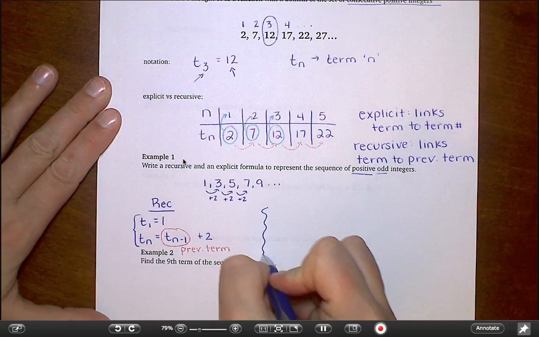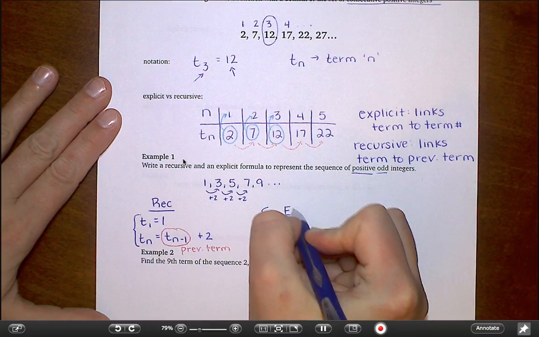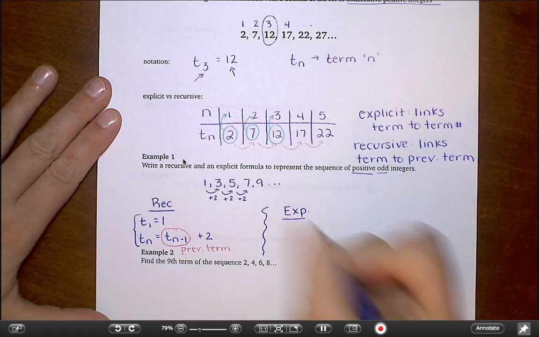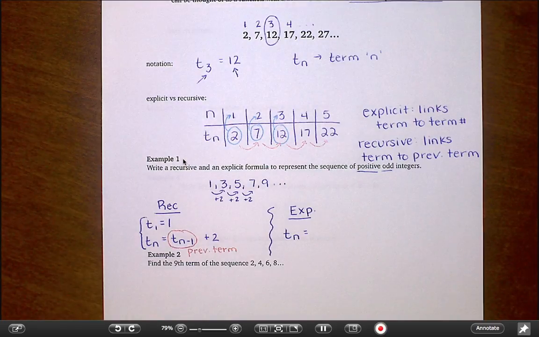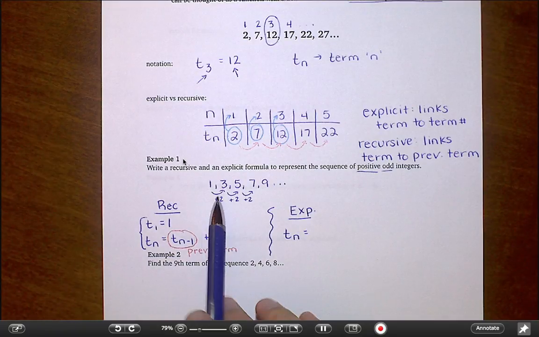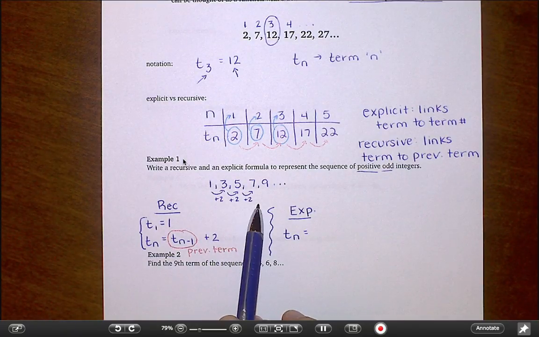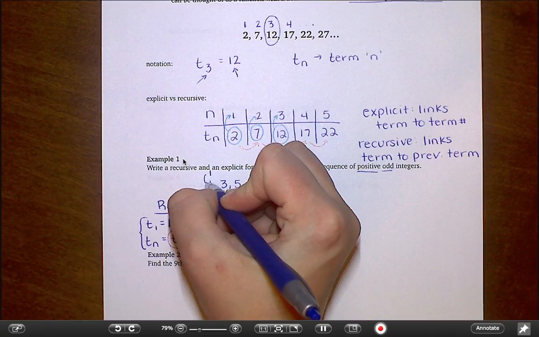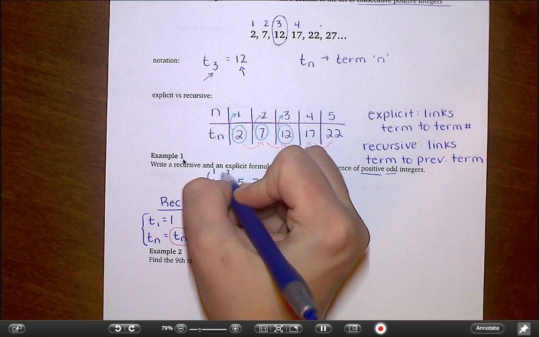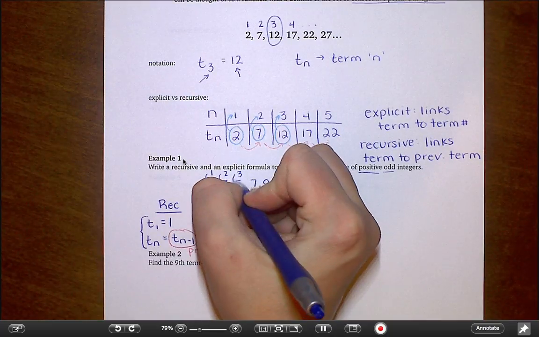Let's talk explicit. An explicit formula is going to look similar to any other equation that you've ever worked with, except instead of y and x, you're going to be using t sub n as your y and just n as your x. Now I can tell this is a linear function because it's got a constant growth of 2, so I know it's going to look similar to a linear equation. And I want something where when I plug in a 1, I get a 1. When I plug in a 2, I get a 3. When I plug in a 3, I get a 5.